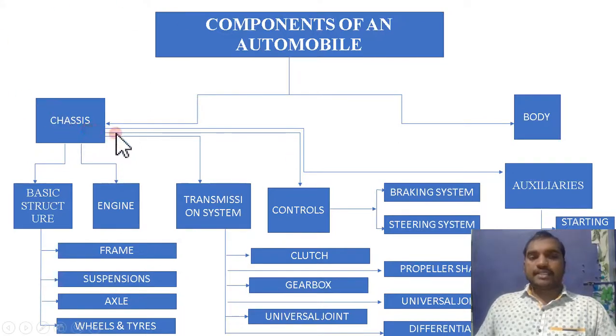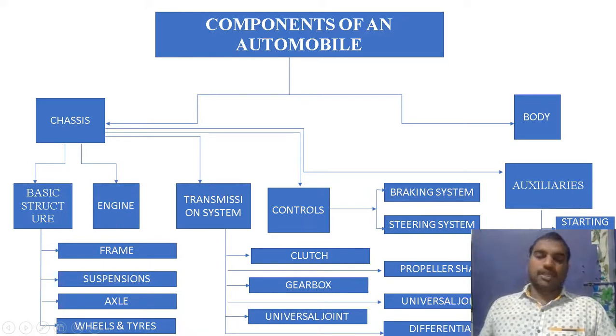Now coming to the next part, the transmission system. The function of a transmission system is to transfer the power generated from the engine to the rear wheels through components such as clutch, gearbox, universal joint, propeller shaft, universal joint, and differential. By these components, the power is transmitted from the engine to the rear wheels.